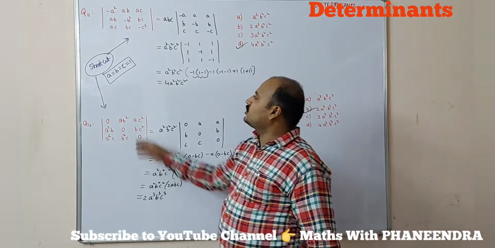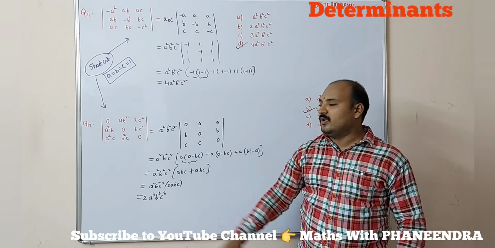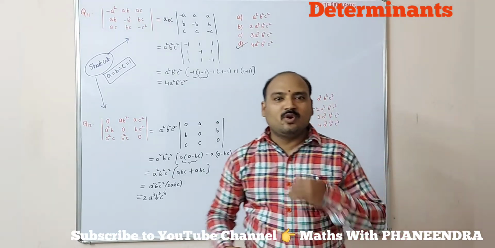Even here also, you can take this shortcut: a is equal to b is equal to c is equal to 1. You will get the answer, dear students. We'll move on to the next one.